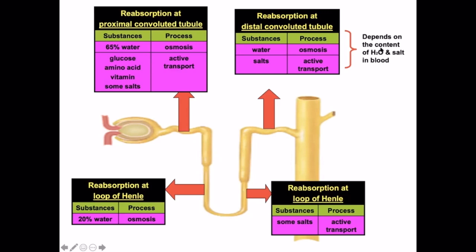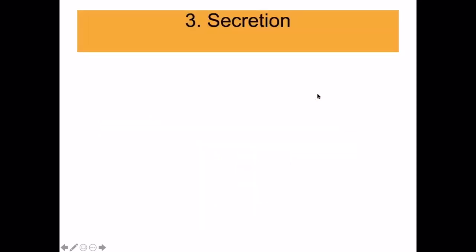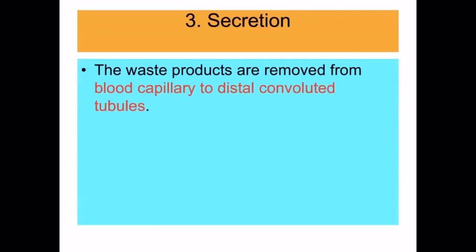For example, if our body has higher water content, it means that water will be less reabsorbed. If you drink a lot of water, for sure your water content in the body becomes more. So here it means that the water will be less reabsorbed. Vice versa for salt. And then the last process that will happen in the kidney is called secretion.